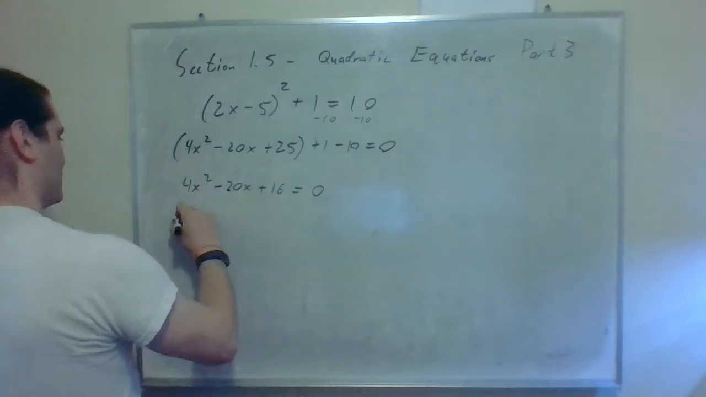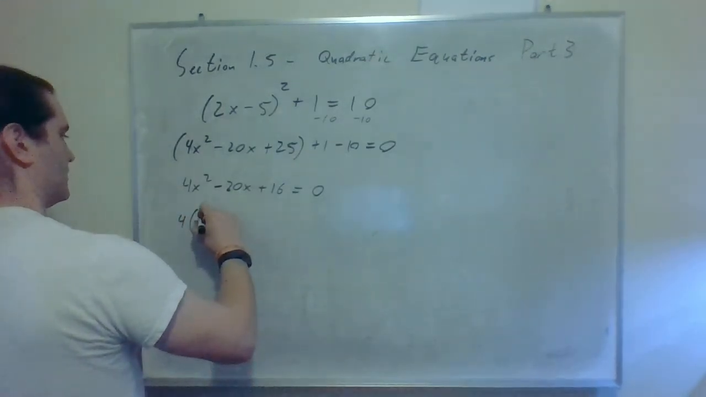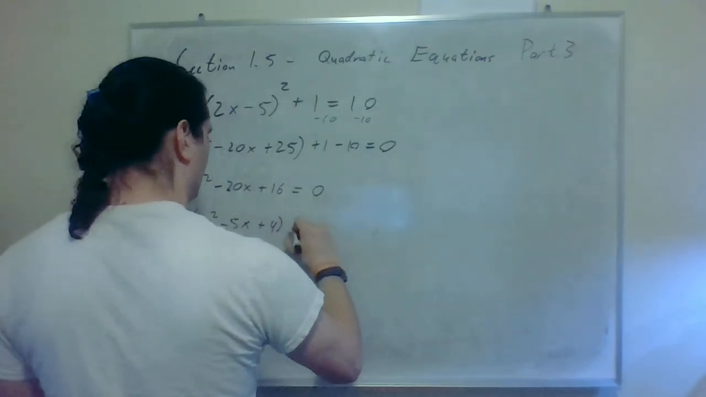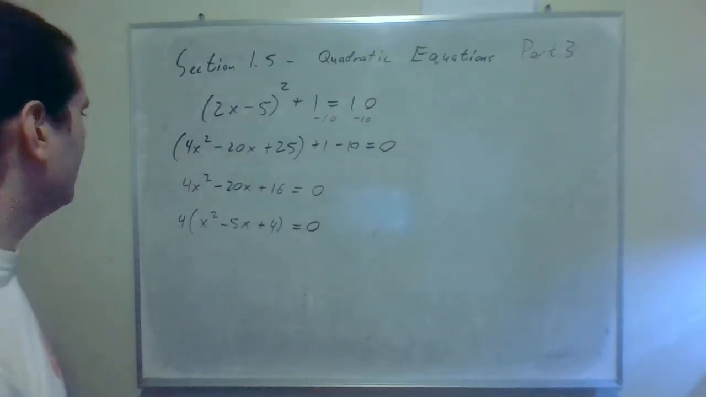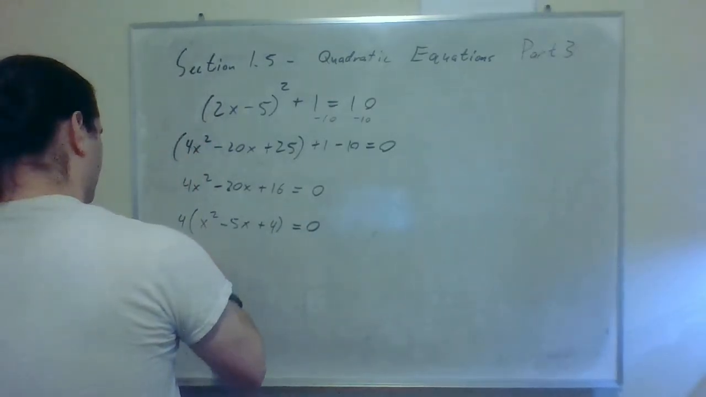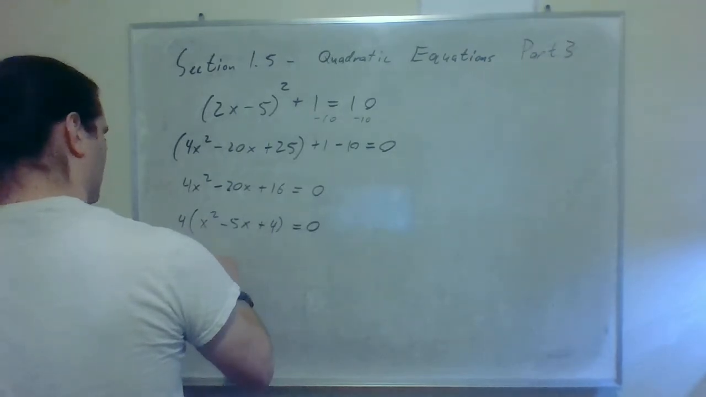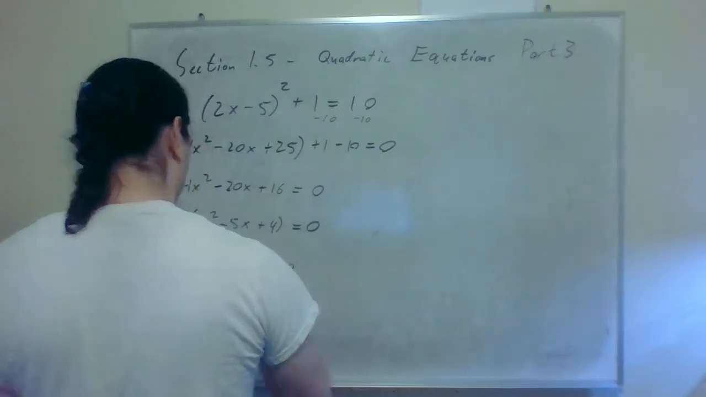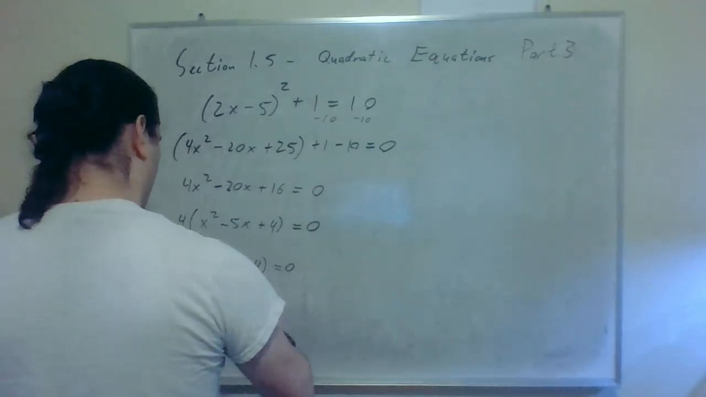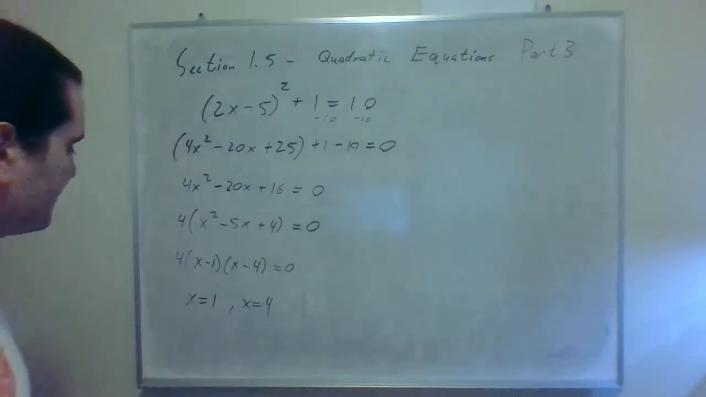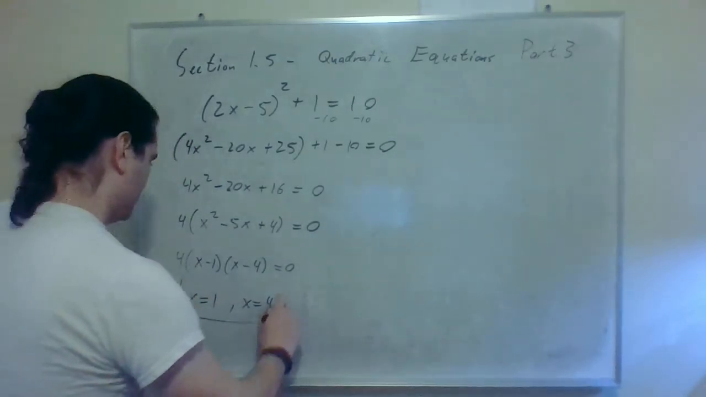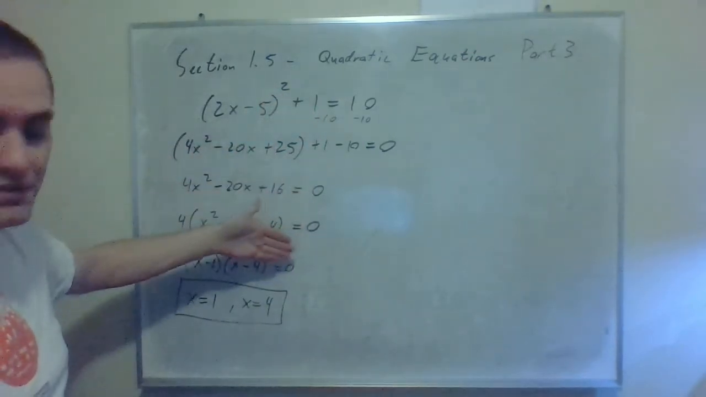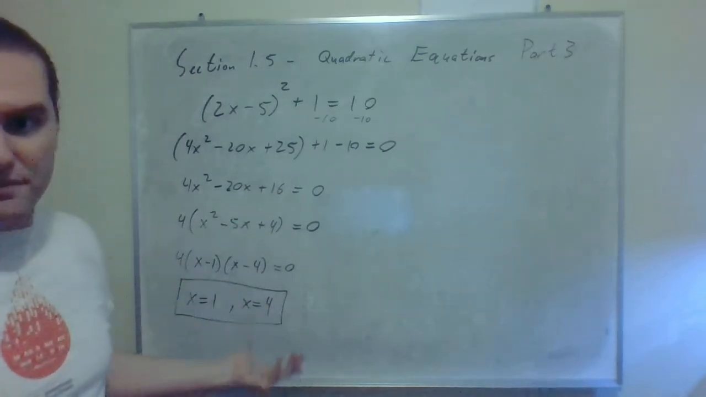To factor this, I'm just going to take the 4 out, and then I'll have x squared minus 5x plus 4 equals 0. So that can factor into x minus 1 and x minus 4 equals 0. So I should get x equals 1 and x equals 4. So again, this is the technique that I personally prefer. Set things equal to 0, factor. It'll probably work out nice.